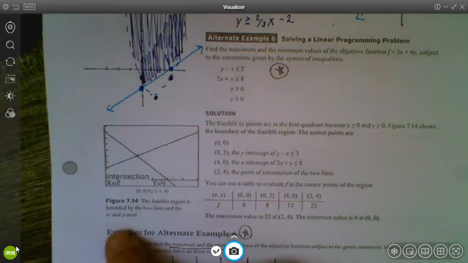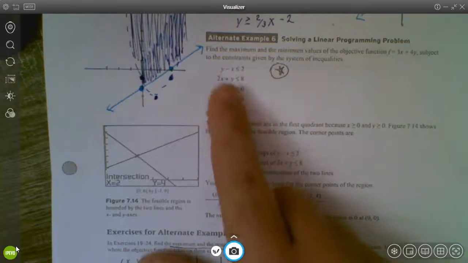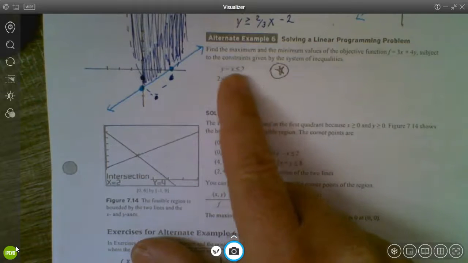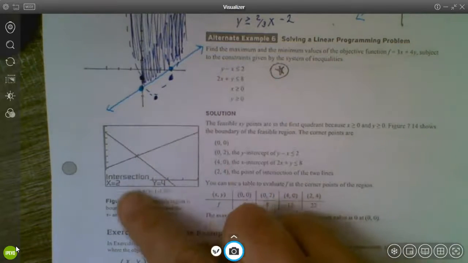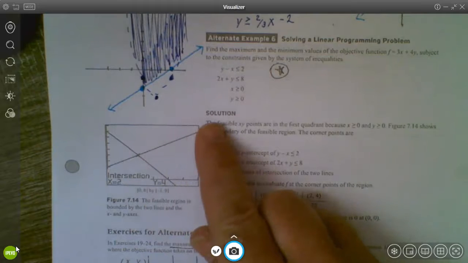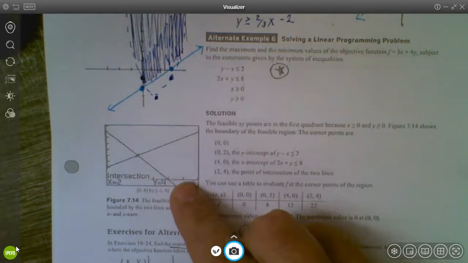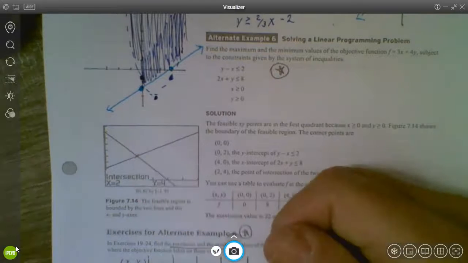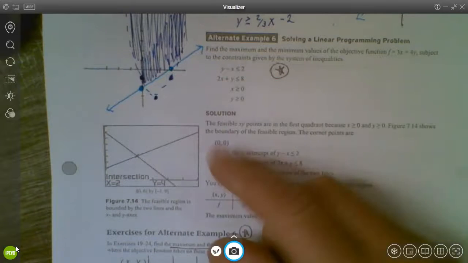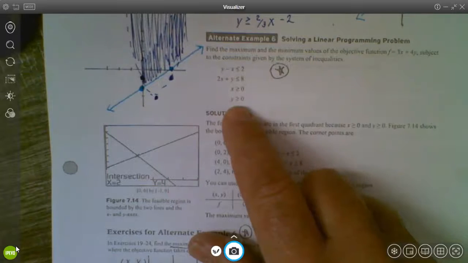So what they did was they said, well, let's take a look at the graph. If you were to graph all four of these, basic lines here, y minus x is less than or equal to 2. That was this guy. That's this line right here. The second equation that you see would be that line right there. You can see they do intersect at the point 2, 4. They also said that x has to be positive and y has to be positive.